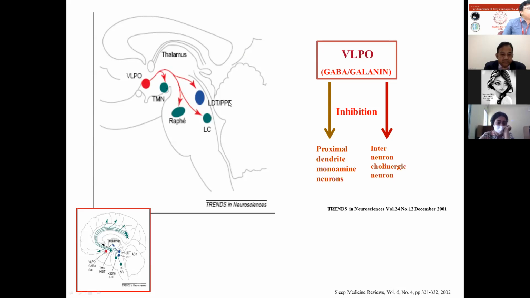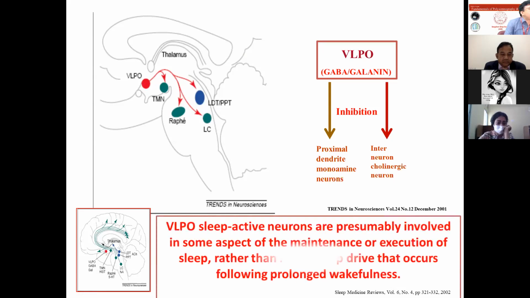When it comes to the sleep promoting neurons, the ventrolateral preoptic area sends inhibitory input to all the wake promoting neurons, and it is more GABAergic. Because it is GABAergic, whenever the VLPO is very active, it inhibits the wake promoting neurons so that sleep is maintained. Therefore the VLPO, which is very active during sleep, is considered to be involved in the maintenance and execution of sleep rather than driving sleep.